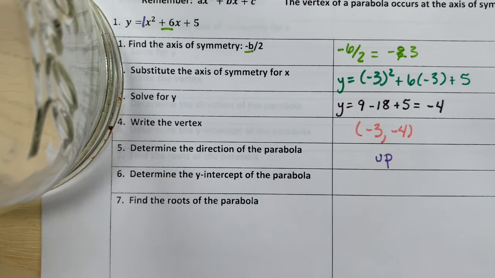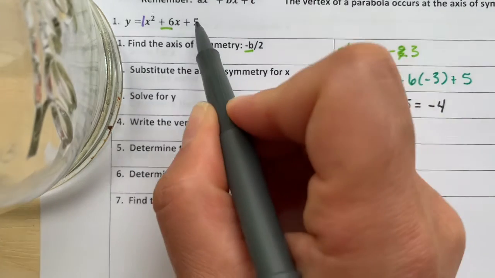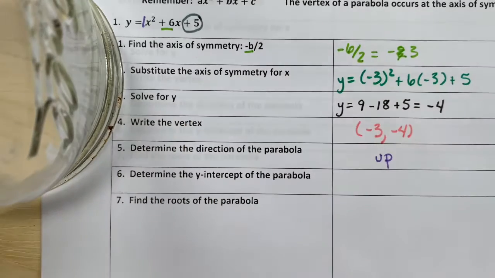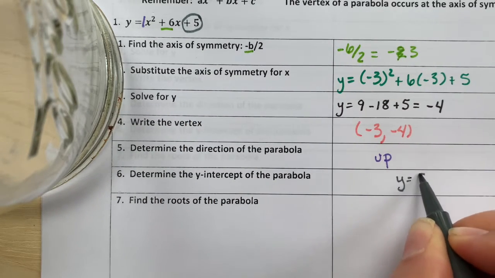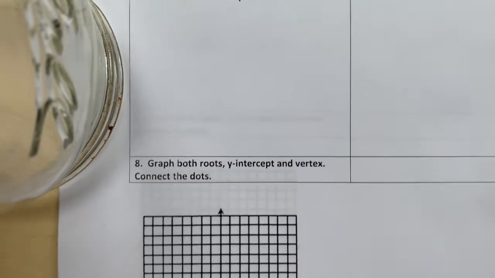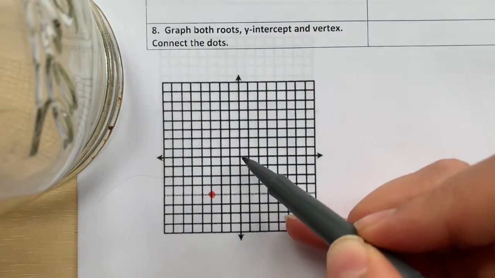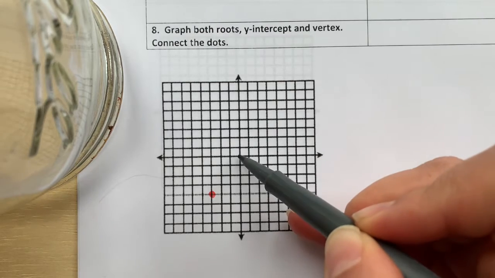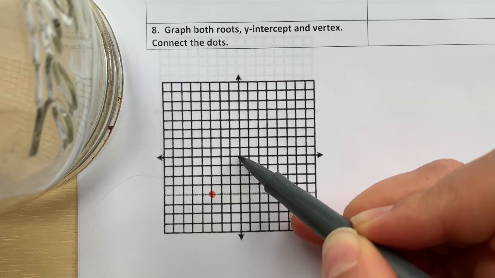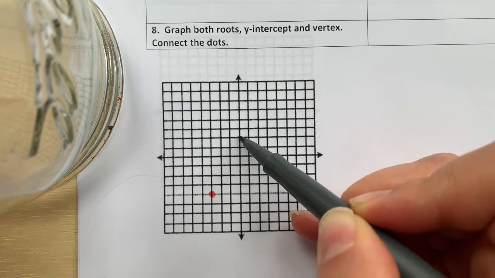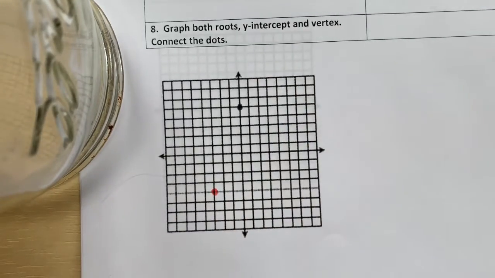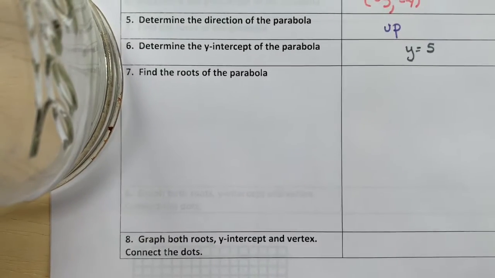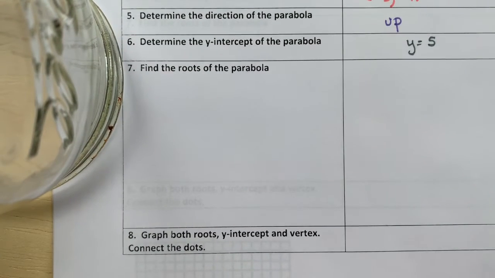Now I have to determine the y-intercept of my parabola. Remember, the y-intercept is always this constant. So my y-intercept is y equals 5. I'm going to come here on my y-axis, here's my x-axis, and go up 5 from my x-axis: 1, 2, 3, 4, 5. And I'm putting a point there. That's my y-intercept. Now the last thing I have to do is find my roots.